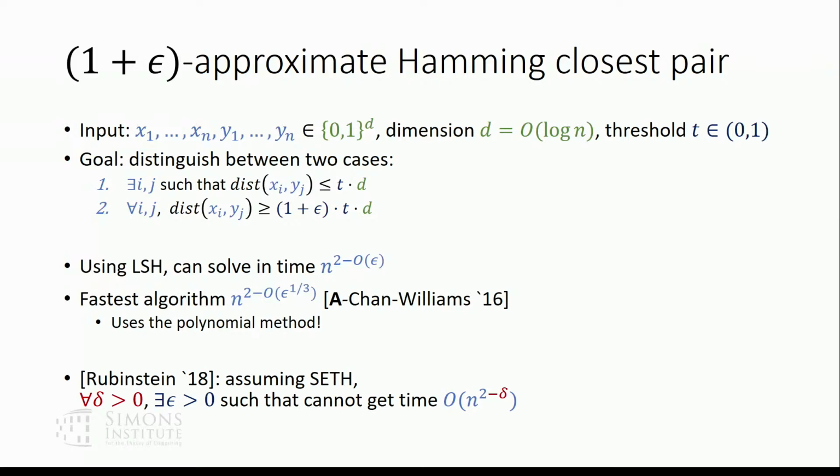And then the key fact about this problem we'll use is this hardness result by Aviad, who showed that, assuming the strong exponential time hypothesis, basically for any delta in the exponent, there exists an epsilon so that you can't do 1 plus epsilon approximate Hamming closest pair in time n to the 2 minus delta. So the delta ends up being something bigger than the epsilon to the 1 third that we're subtracting. You can think of this problem as, as epsilon gets small enough, really requiring pretty much quadratic time.